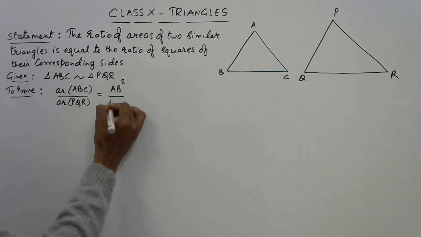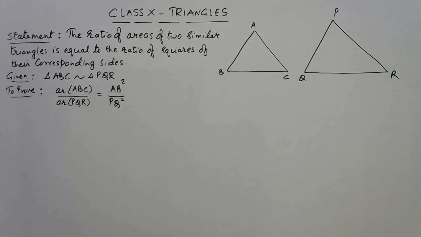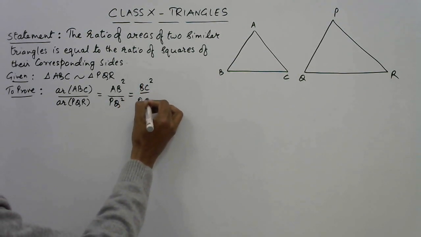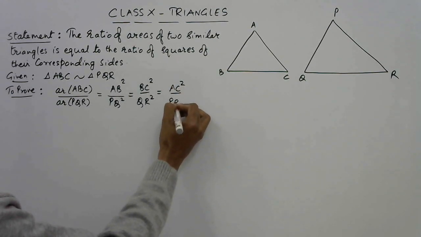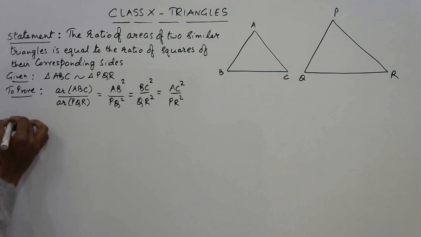or if you take BC, then the corresponding side will be QR. So BC square upon QR square, or the third one AC square upon PR square, which becomes obvious now. So this is what is required to be proved in this theorem.